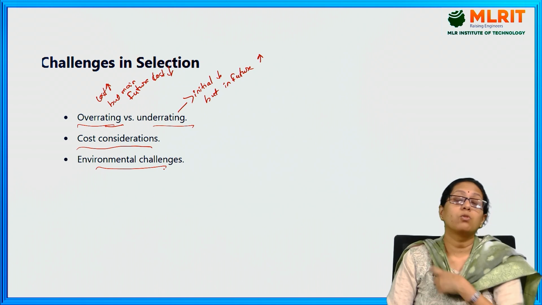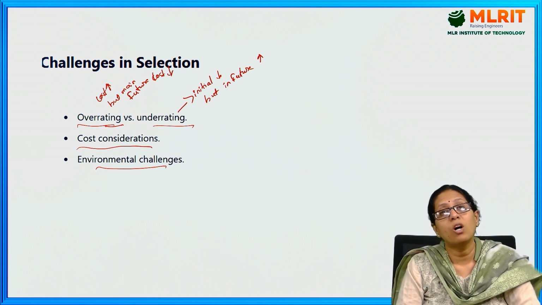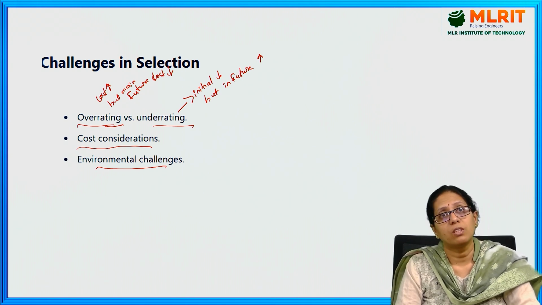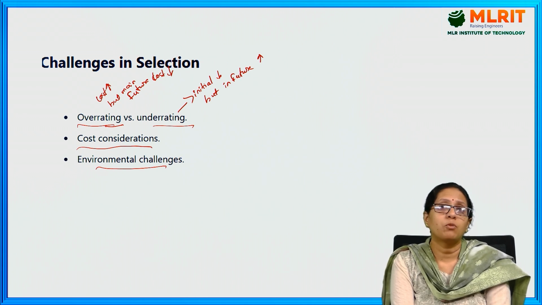That means the switchgear or the cables are placed underground or overhead based on the environmental condition. This is one of the challenges for the selection of cables as well as different types of switchgear.